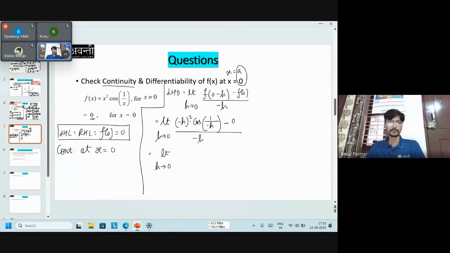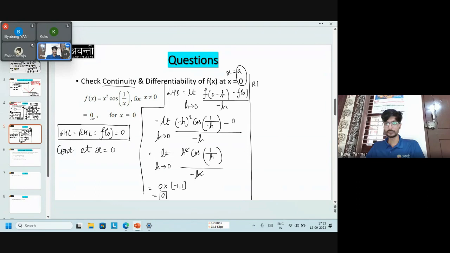So here I'll get limit h tends to 0, one h will get cancelled. I hope you are getting it. Okay, let's not cancel it, we'll cancel it after. Cos of minus theta is cos theta. Minus doesn't make a difference in cos of 1 upon minus h. One h will get cancelled. And again, this is not an indeterminate form. This is 0 into a value between minus 1 and 1, that is basically 0. So LHD is 0. What is RHD?